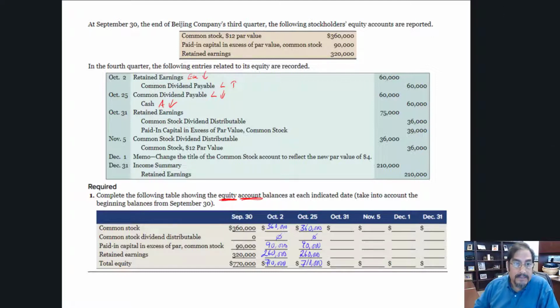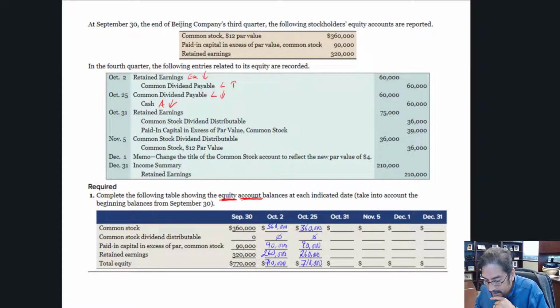On the 31st, we are paying a $75,000 stock dividend. And our common shares, they're not really giving us much here. We have to kind of Sherlock our way into this thing. Our par value is $12.